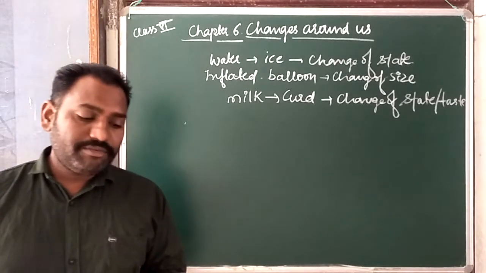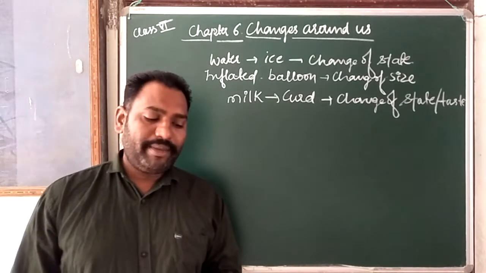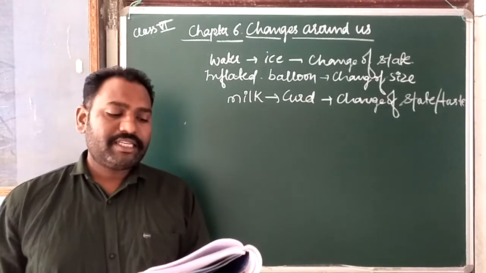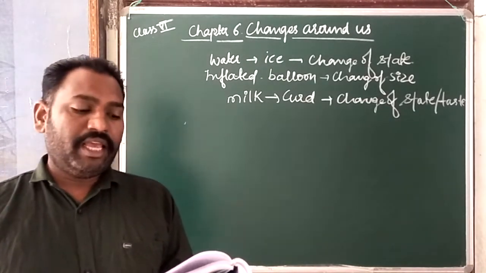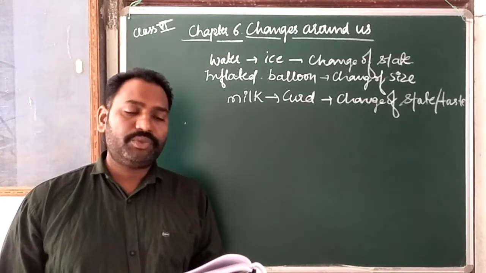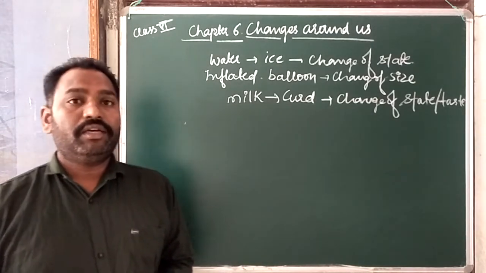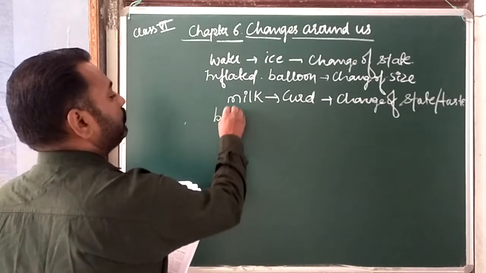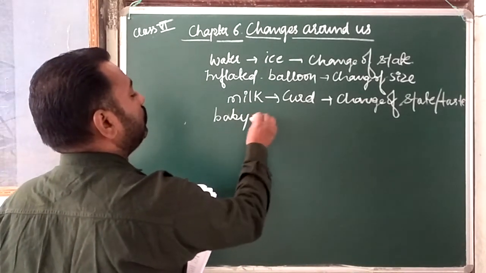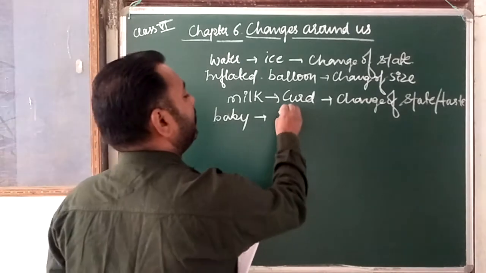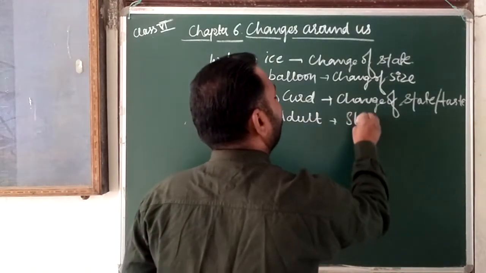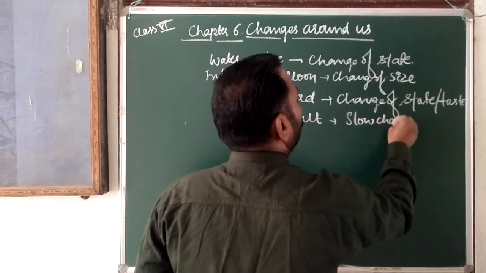Look, some changes take place very slowly. It may take hours, days, weeks, months, or even years for some changes to complete. Some changes are very fast. A baby takes many years to grow into an adult. So baby to adult is a slow change.